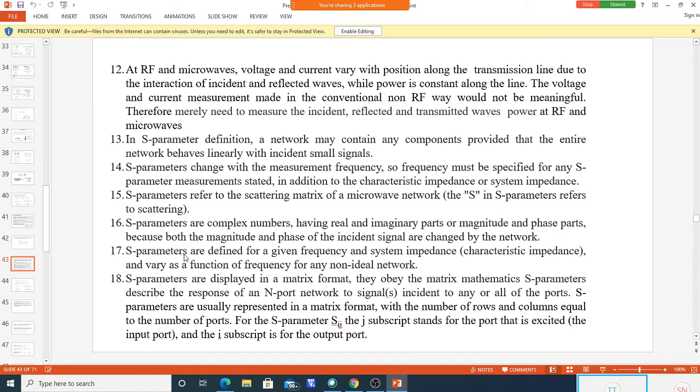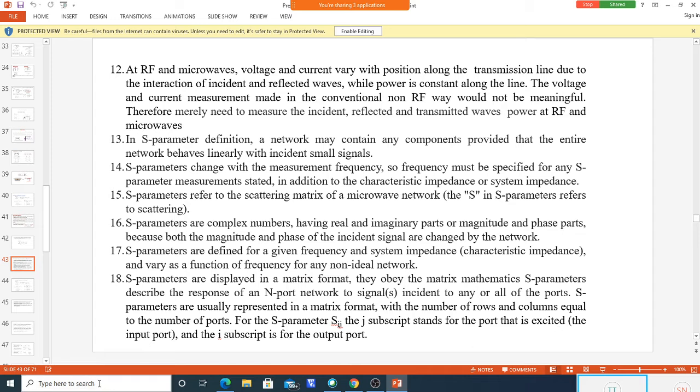Next, S parameters are defined for a given frequency and system impedance. S parameters are displayed in matrix format, as I already told. They obey matrix mathematics, so you can apply matrix mathematics over the parameters. For an n-port network, S parameters are usually represented in matrix format with the number of rows and columns equal to the number of ports. For the S parameter Sij, the J subscript stands for the port that is excited.